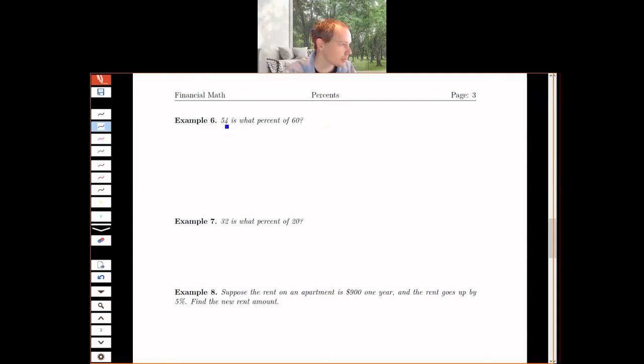So if I translate this over, I just have the number 54. Is equals, my what is my unknown, so I put an X. And then percent of means multiply, so times, and then I have my number 60. So here I can see 54 equals X times 60. As an algebra equation, that's very easy to solve, right? I say, oh, okay, I'm going to divide both sides by 60. That's how I solve this, okay?